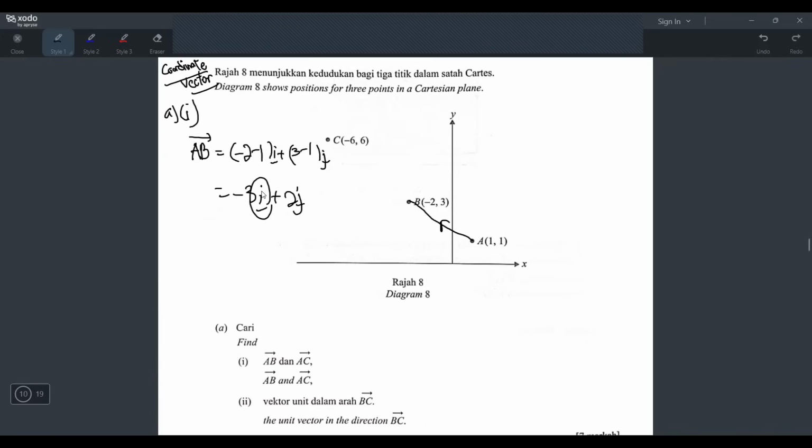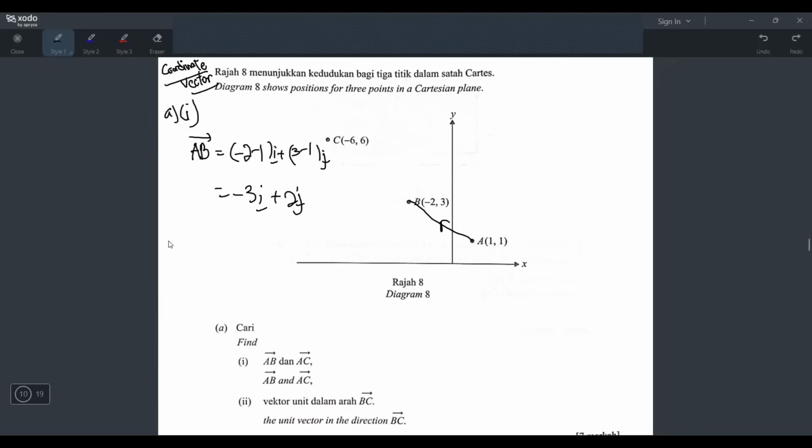And you need to know I is for pergerakan yang kiri kanan, J is for pergerakan yang atas bawah. And if I cakap I means ke kiri 3. And then if I cakap J positive means ke atas, right? Why ke kiri? Because negative, right? So macam ni, right? Okay, that's the answer.